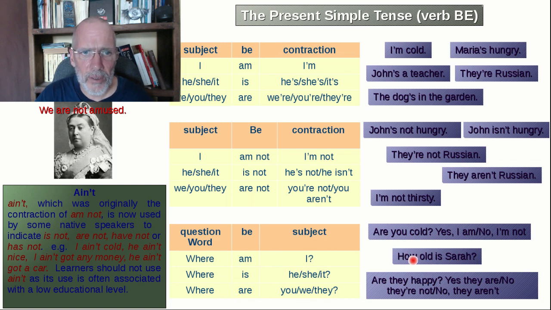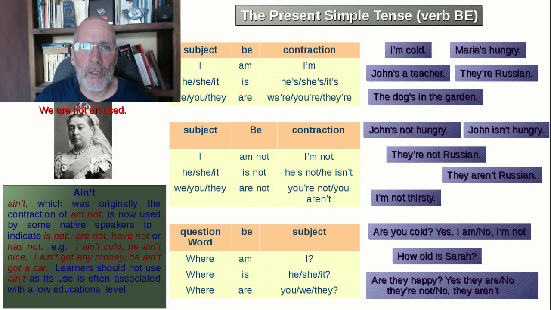Here we have another example. How old is Sarah? When we say how old, we're asking about Sarah's age. Are they happy? Yes, they are. No, they're not. No, they aren't. Short answers, we have three choices. This is a yes or no question again.